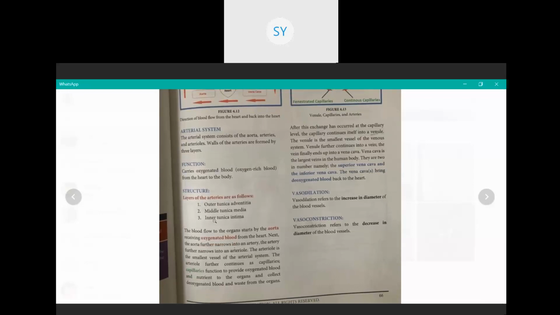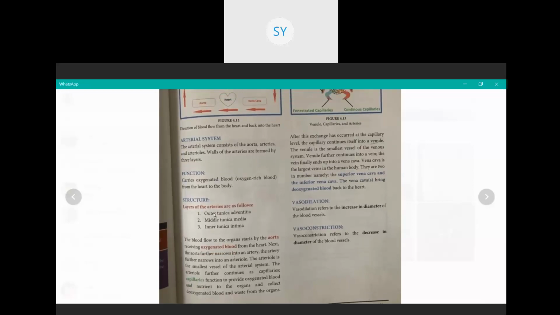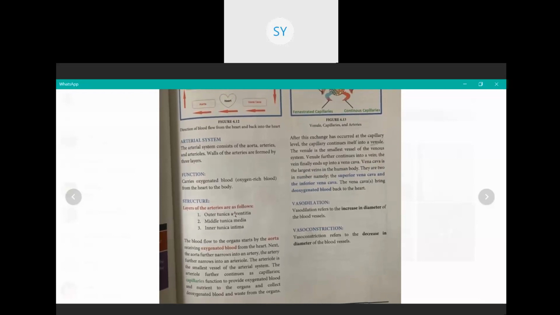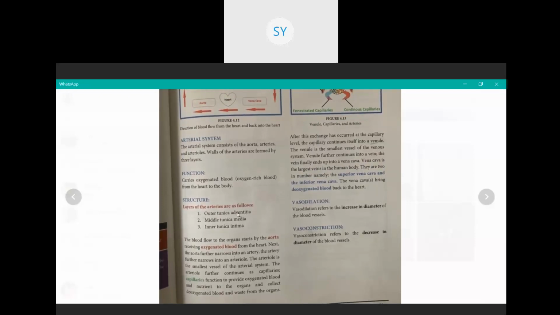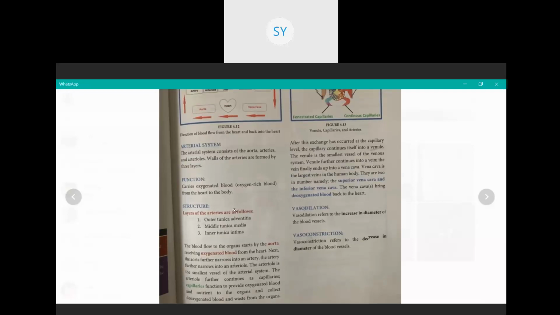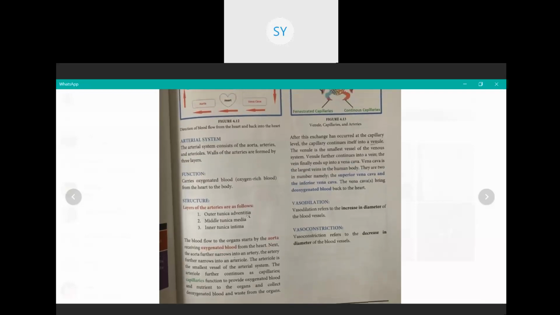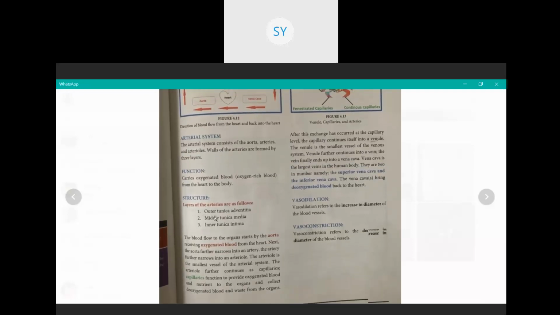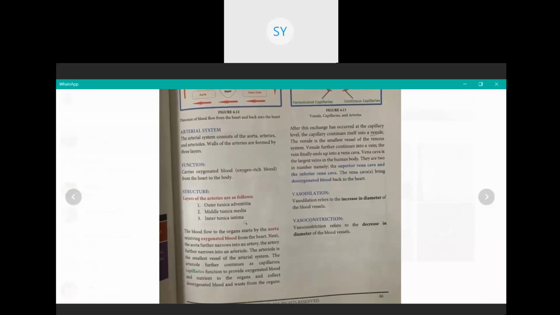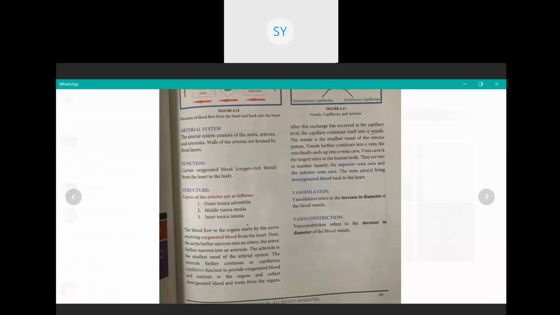So if you cut the artery, you can see there are three layers. The first layer is called tunica adventitia, the outer tunica adventitia. You need to remember this word, okay? It is easy, only this one, adventitia, you need to remember, and tunica. In the middle is the tunica media, and the inner is the tunica intima. So this is how it looks.